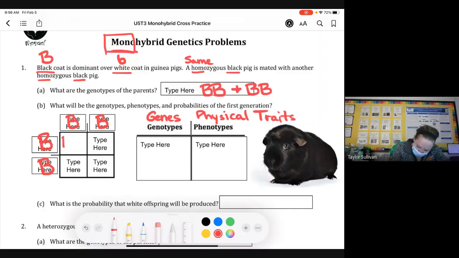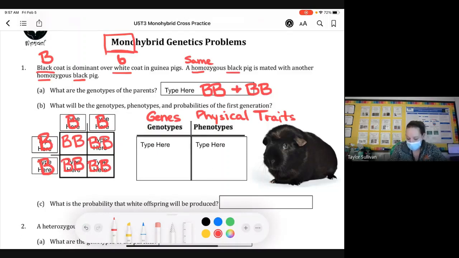So we're going to have a big B from this parent and a big B from this parent. This big B goes here. This one from up top goes here. This one comes over, this one comes down, over, and down. So I filled in all of my Punnett square.